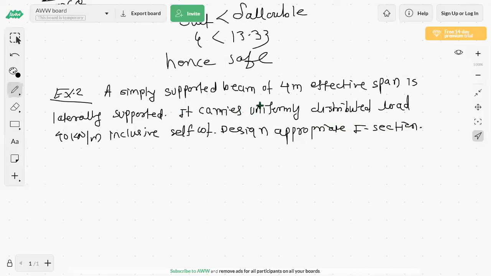A simply supported beam of span of 4 meter effective span is laterally supported. It carries uniformly distributed load 40 kilonewton per meter, inclusive self weight. Design appropriate I section.